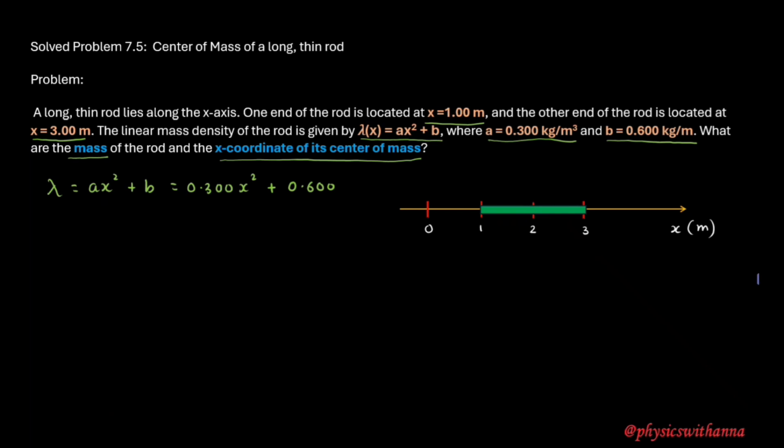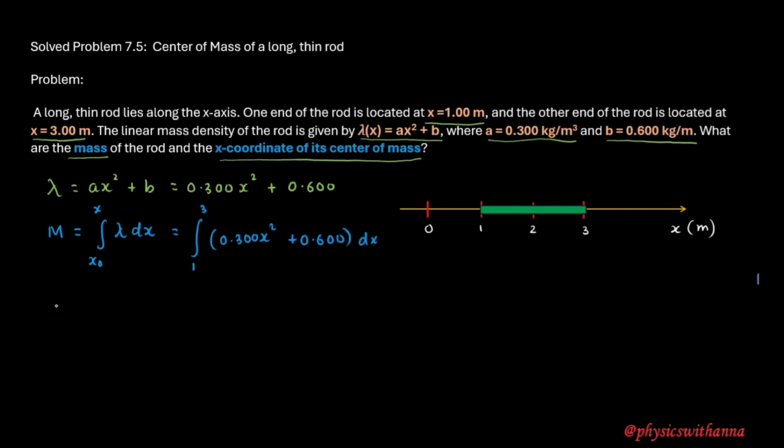In continuous mass distribution in one dimension, if they give you the linear mass density, you can calculate the total mass by integrating the mass density over the distance x. So we write the mass capital M equal to the integral of lambda dx, where x goes from the initial to the final point. My rod extends from x equals 1 to x equals 3 meters, so we write the limits of integration going from 1 to 3. Lambda is 0.3 x squared plus 0.6, dx.